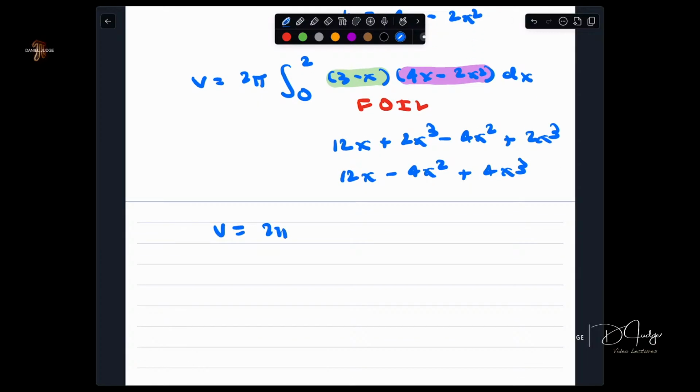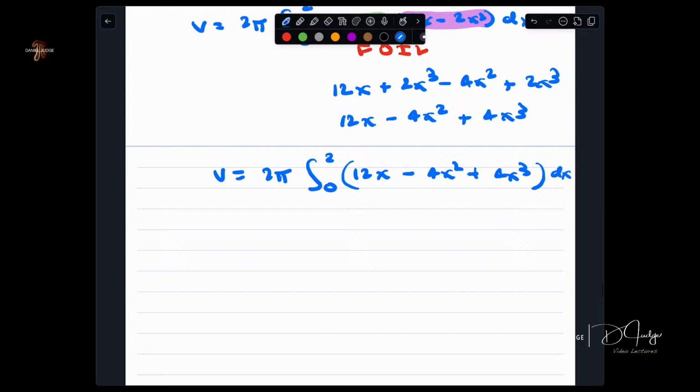Okay, so we get 2 pi. We integrate 0 to 2, 12x minus 4x squared plus 4x cubed. I can actually factor out a 4, I guess, and you get 3x minus x squared plus x cubed. Let's pull out that constant 4.